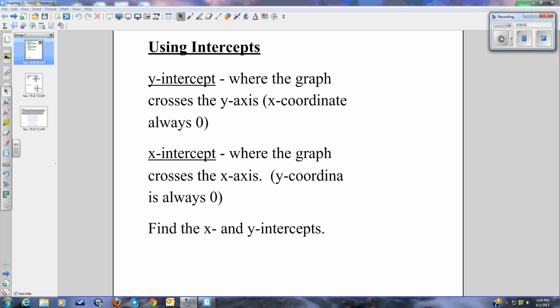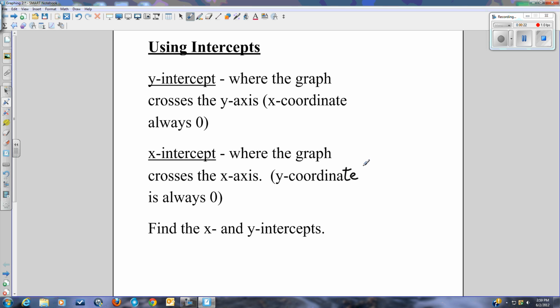Today we're talking about using intercepts. Now, the y-intercept is where a graph crosses the y-axis. In this case, the x-coordinate is always 0. The x-intercept occurs where the graph crosses the x-axis, and here the y-coordinate is, again, always 0. My last two letters got cut off here.